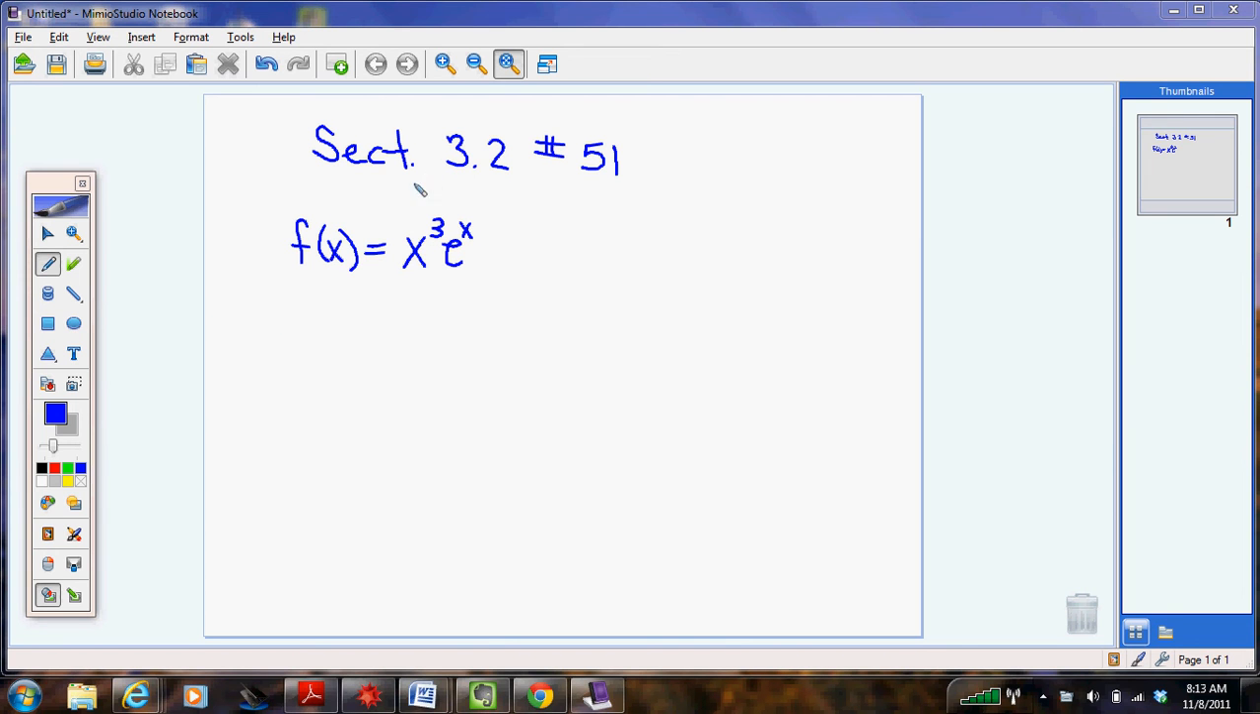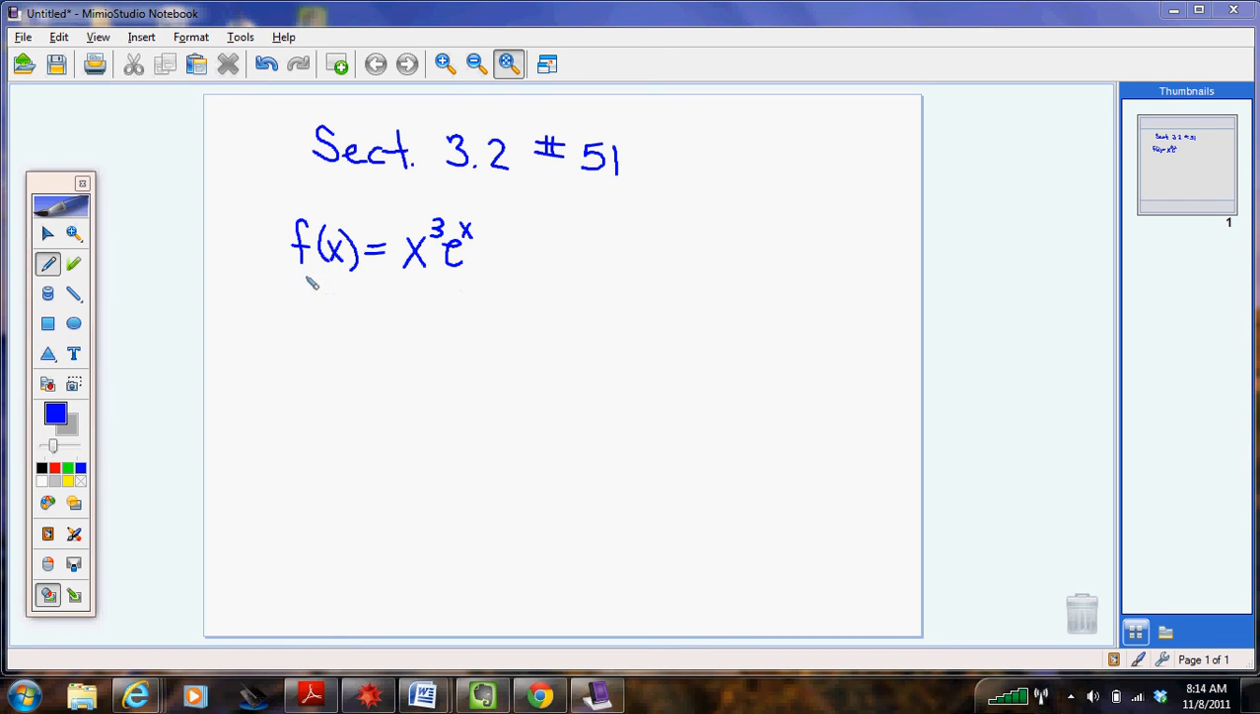The question is, as stated up here, number 51 in section 3.2. It was not one of the assigned problems from section 3.2, but you're not limited to doing only the assigned problems. You can do more to get the practice that you need. So this is one that we did not do together or was not required to do, but it is the type of problem that you need to know how to solve.